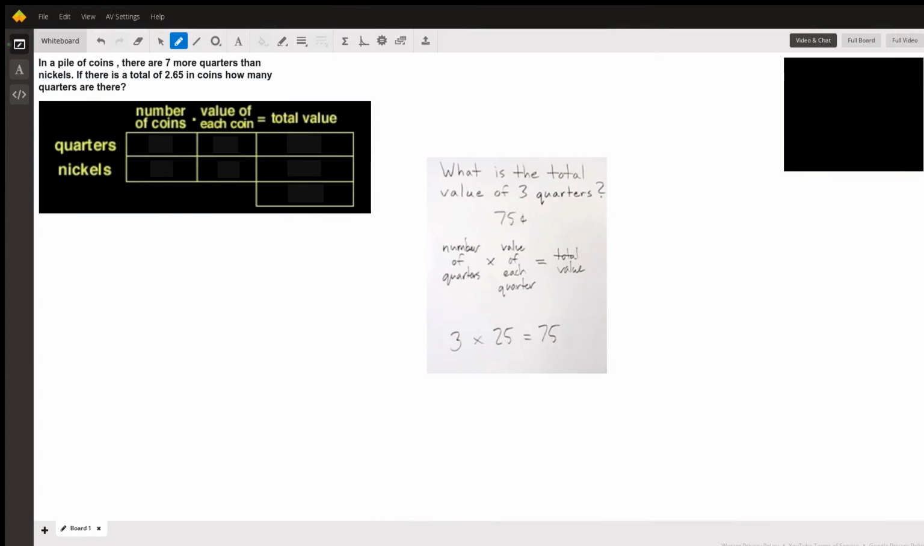In a pile of coins, there are 7 more quarters than nickels. If there is a total of $2.65 in coins, how many quarters are there?